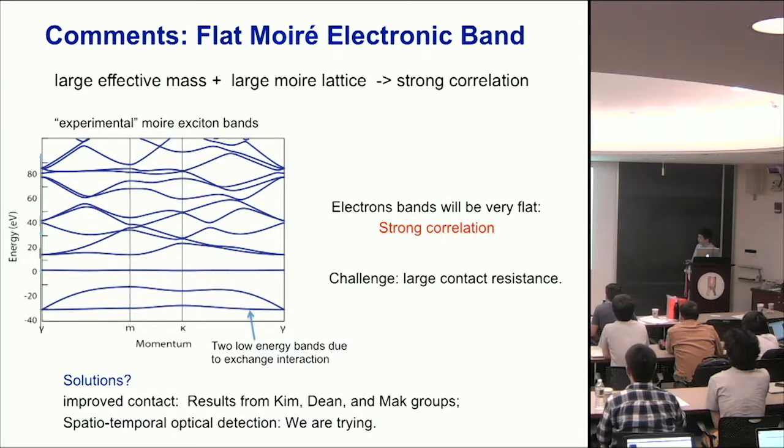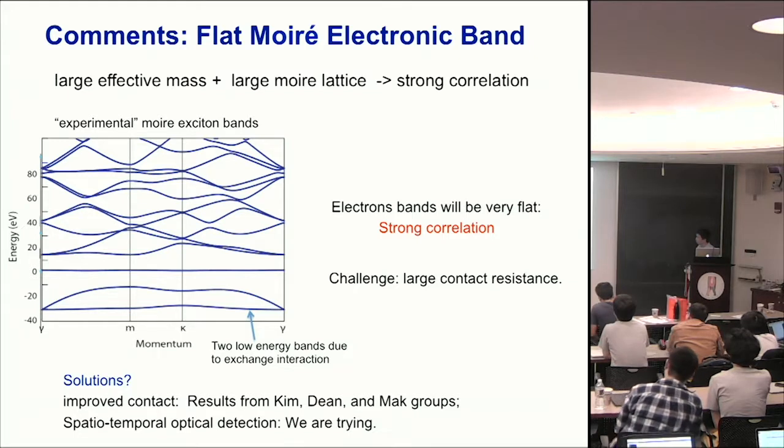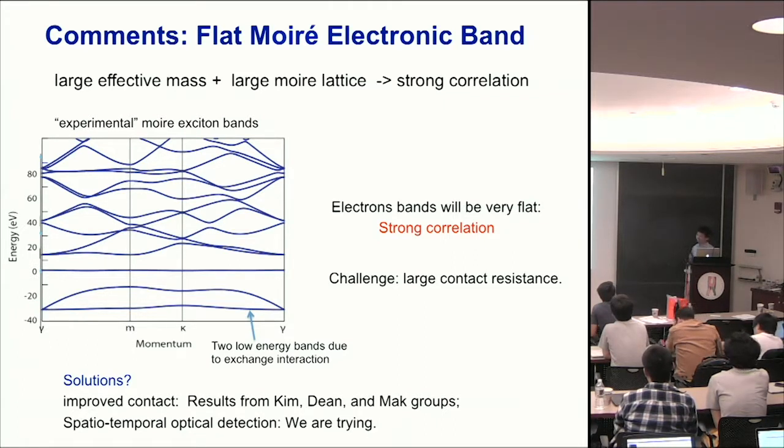However, there are ways around this. To solve the problem, one way is to just improve your contact. Indeed, many transport groups have been perfecting that. There have been some preliminary results from Philip Kim's group, Cory Dean's group, and Kin Fai Mak's group, where they were able to make reasonable contact. They indeed see indications of Mott insulators at half filling, and Philip even has some data suggesting it could be getting close to superconducting when you dope the Mott insulator.